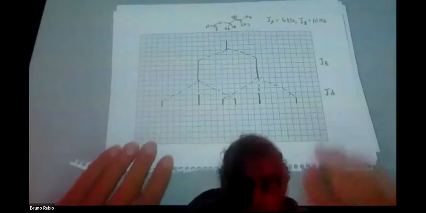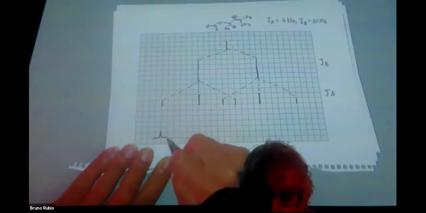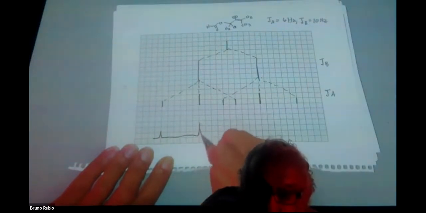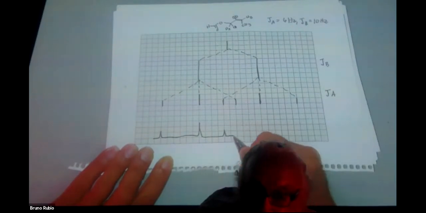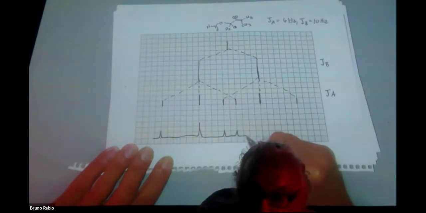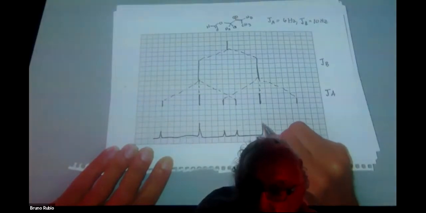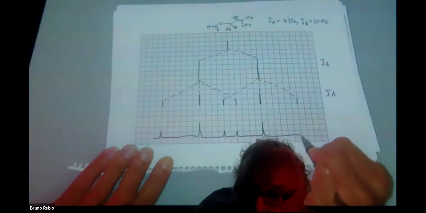What is the pattern going to look like? It's going to be a peak 1 unit high there, and then a peak 2 units high there, and then a peak 1 unit high there, and then another peak 1 unit high there, and then another peak 2 units high there, and then another peak 1 unit high over there.